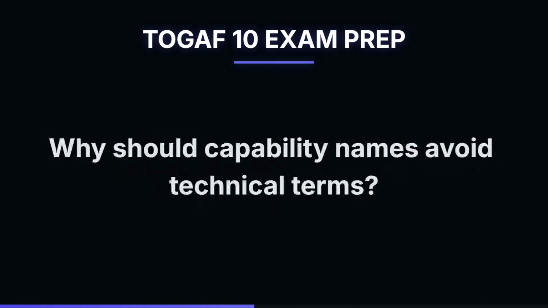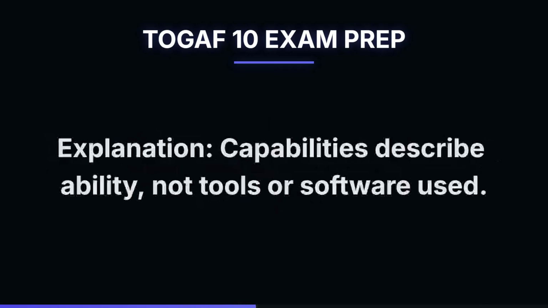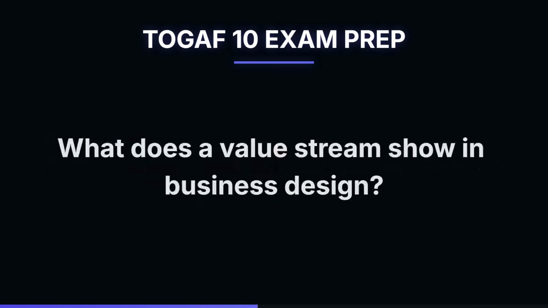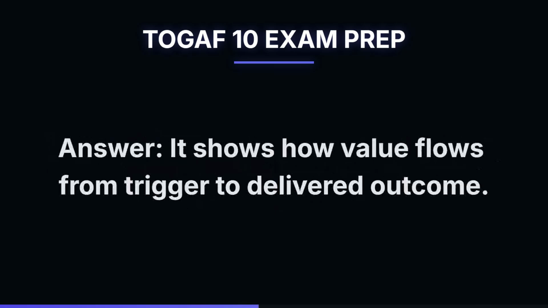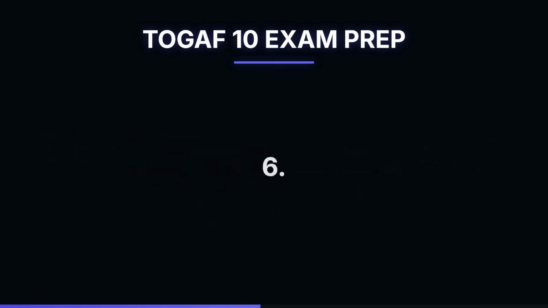4. Why should capability names avoid technical terms? Technical terms mix design with business thinking and cause confusion. Capabilities describe ability, not tools or software used. 5. What does a value stream show in business design? It shows how value flows from trigger to delivered outcome. It highlights where improvements increase customer satisfaction.